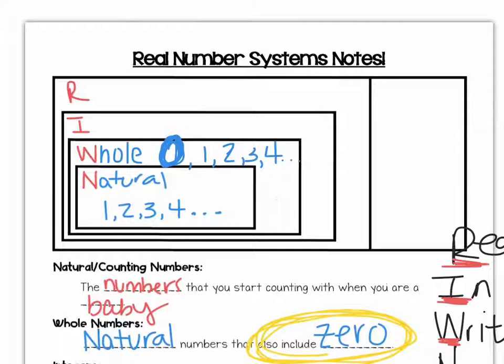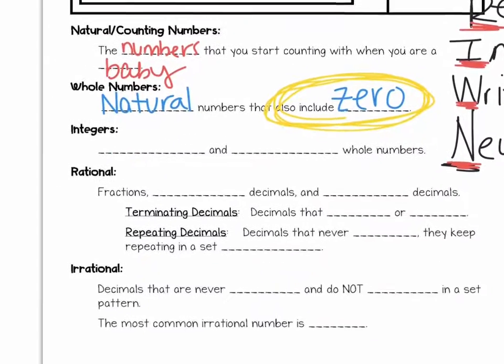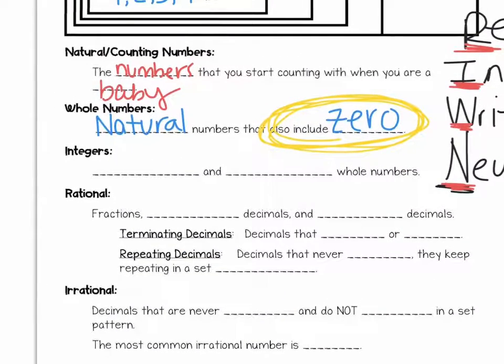Okay? The next group gets quite a bit bigger. So let's look at him. The next one we have is integers. Okay? Integers are positive and negative whole numbers. So we have positive and negative whole numbers.